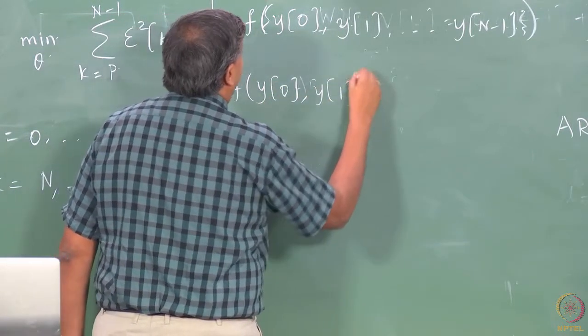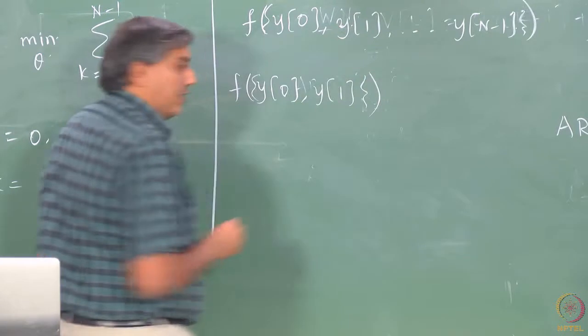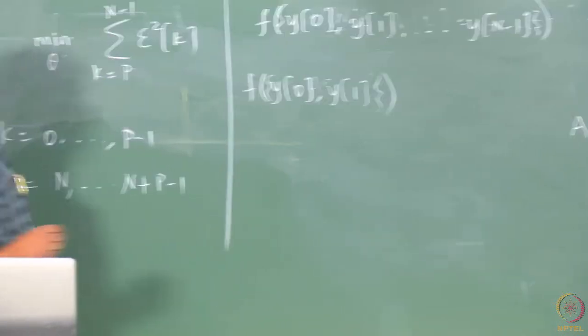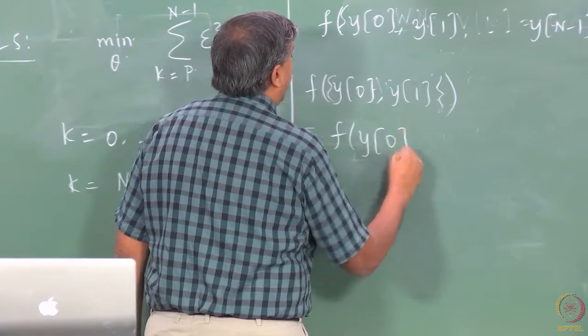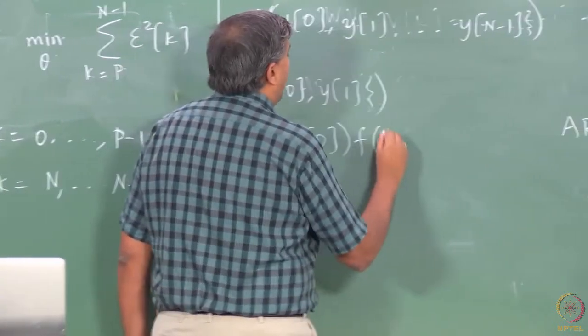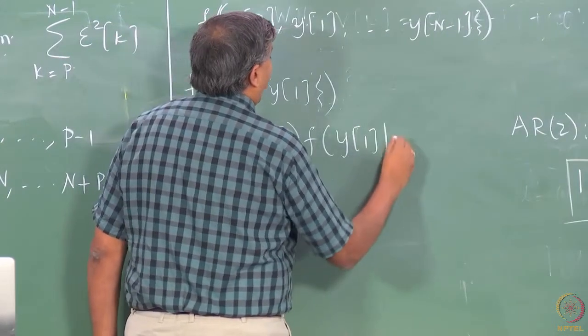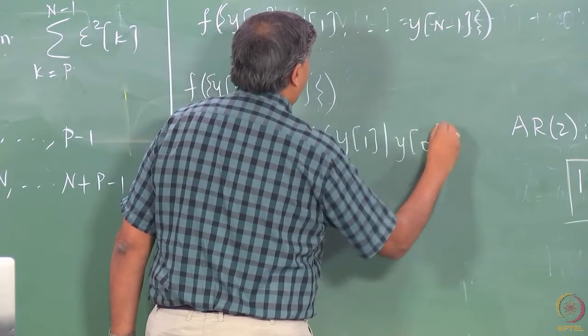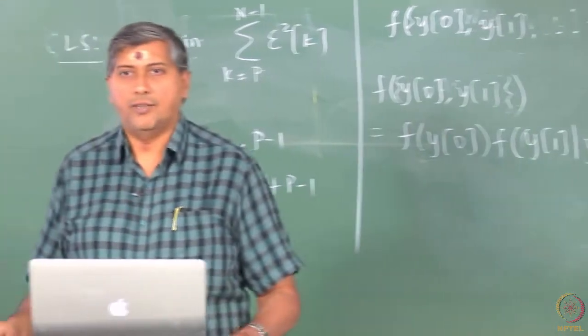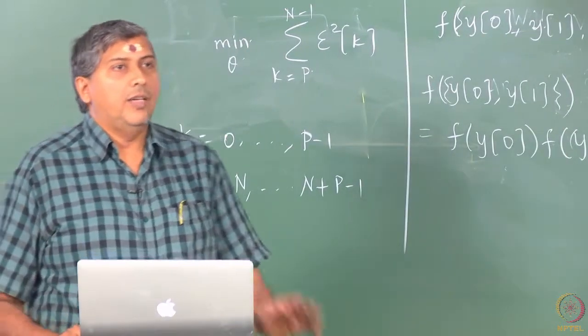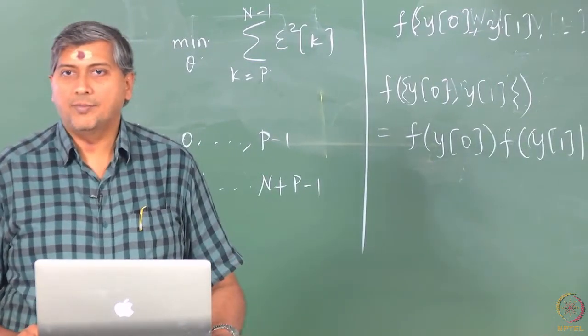Suppose I take two observations, I was given two observations, then the joint PDF can be written using the Bayes rule in this fashion. That is a very straightforward thing, right. Regardless of the process, I can do this.